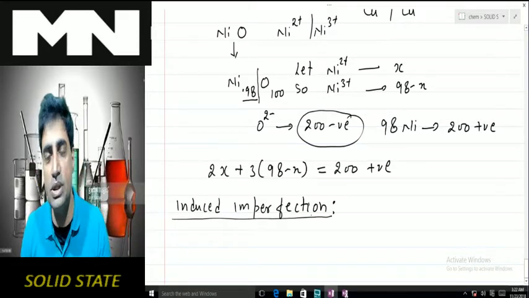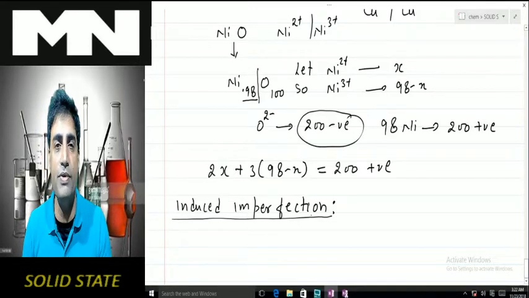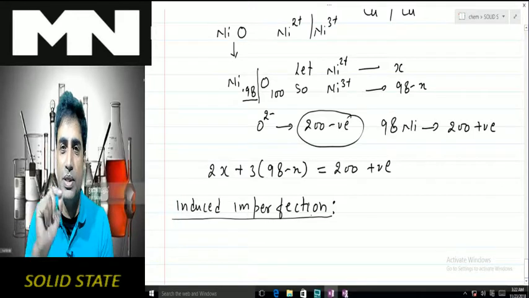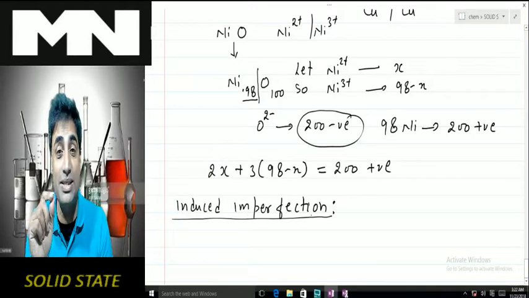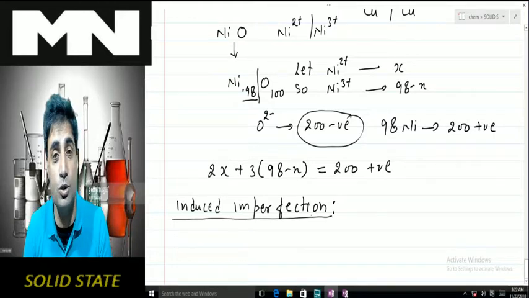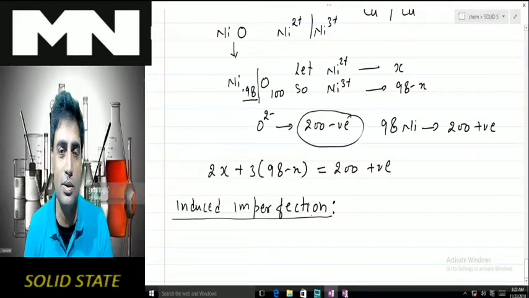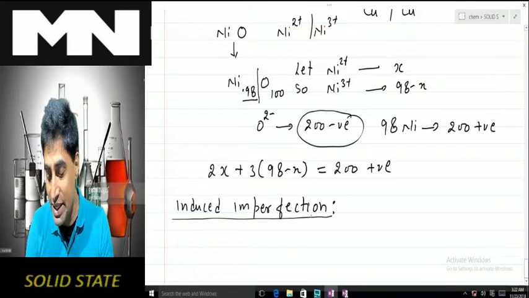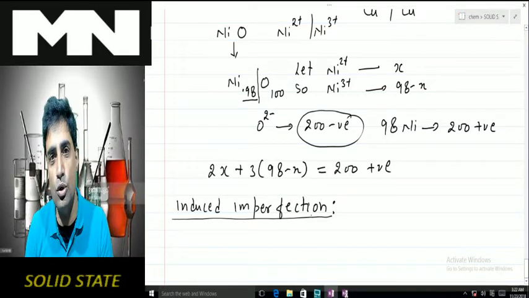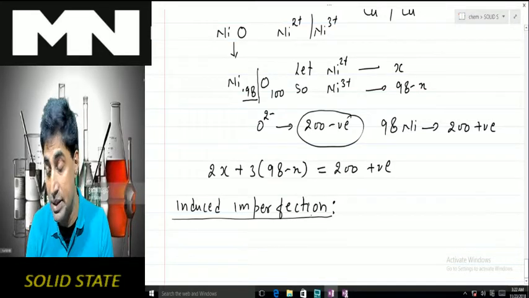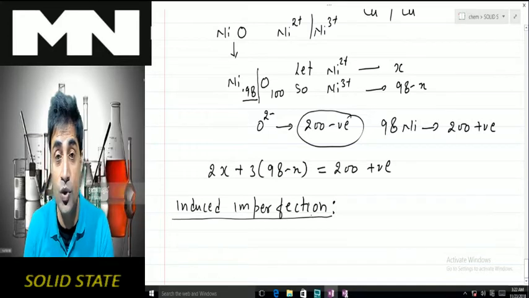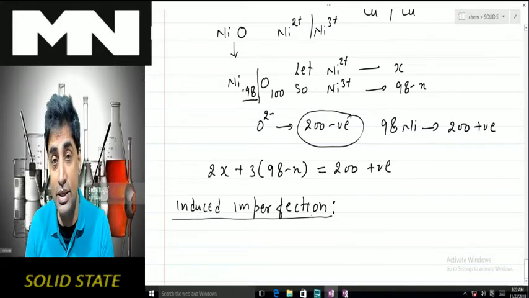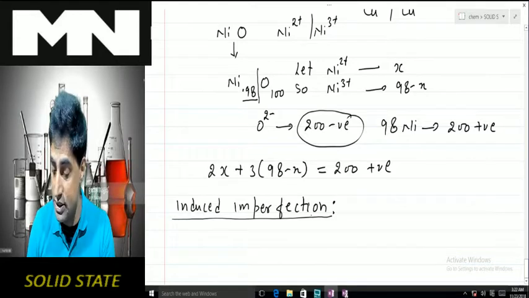See, by now this is quite clear to you that imperfections, although they destabilize a crystal a bit, are definitely going to create some empty spaces or some extra ions somewhere which are responsible for greater electrical conduction of the crystal. So we'll see induced imperfection, because by doing so we can increase the electrical conduction, and this imperfection is particularly useful in increasing the electrical conduction of semiconductors.